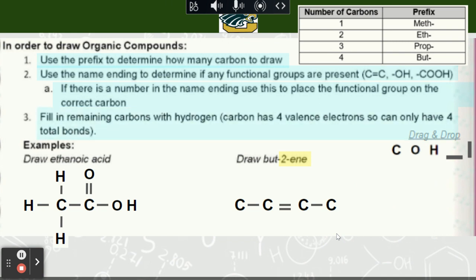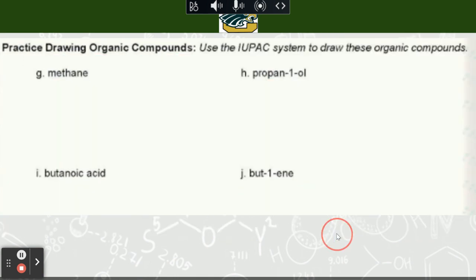And then the last step, fill in the remaining bonds with hydrogens so each of the 4 carbons has 4. And then we are done. And you can practice these drawings. So those 6 naming and 4 drawings are what you should finish.